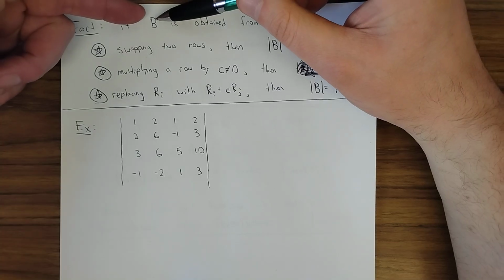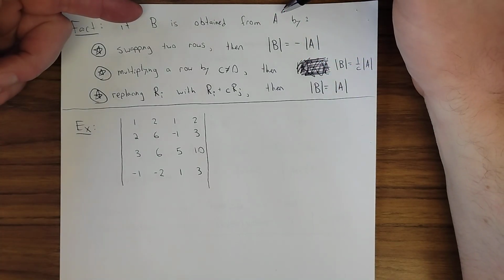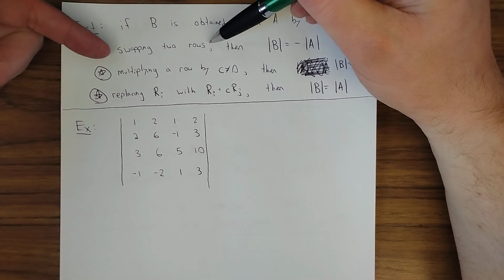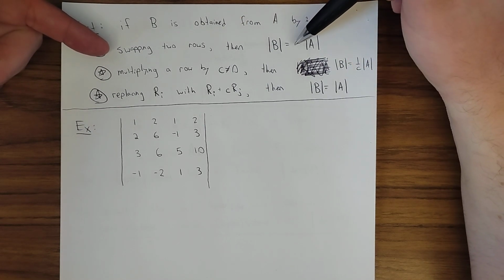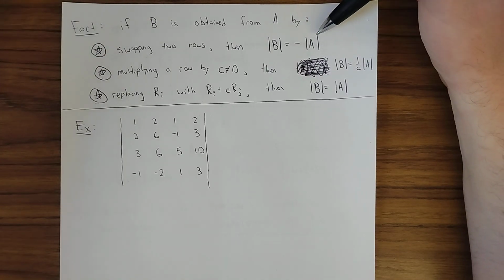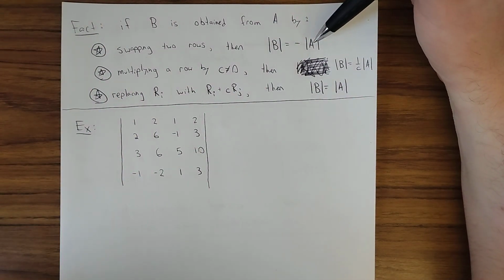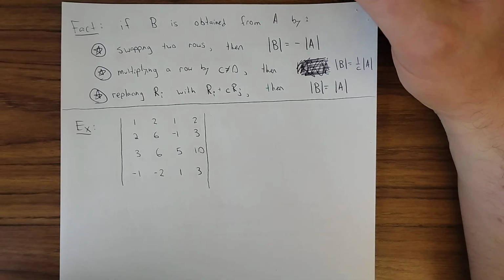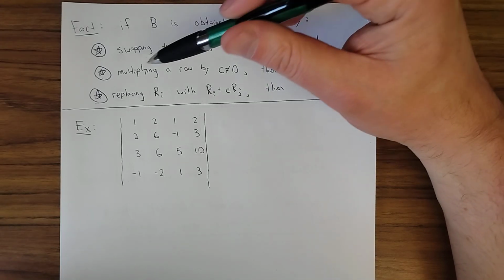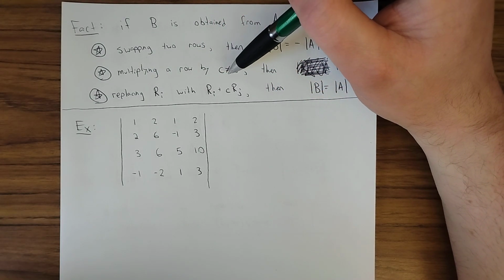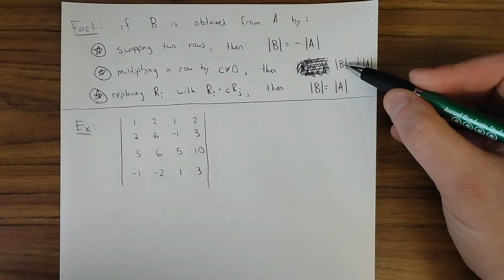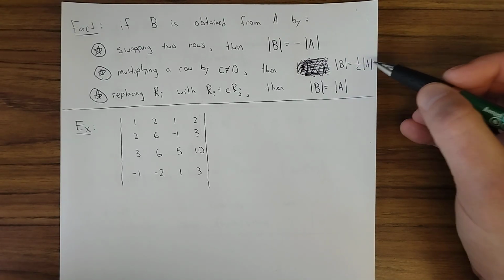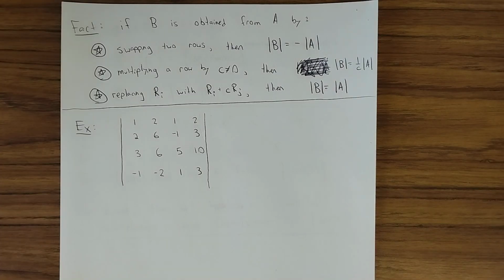If I obtain the matrix B from the matrix A by swapping two rows, then the determinant of B is just going to be the opposite sign of the determinant of A. If I take A and I multiply a row by some non-zero scalar, C, then the determinant of B is 1 over C times the determinant of A.